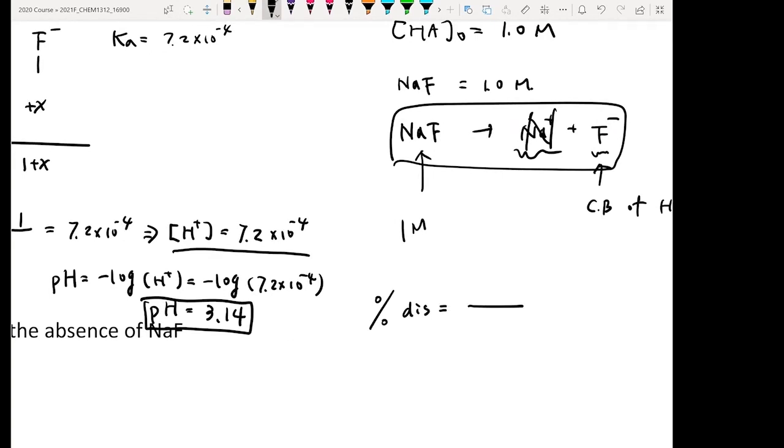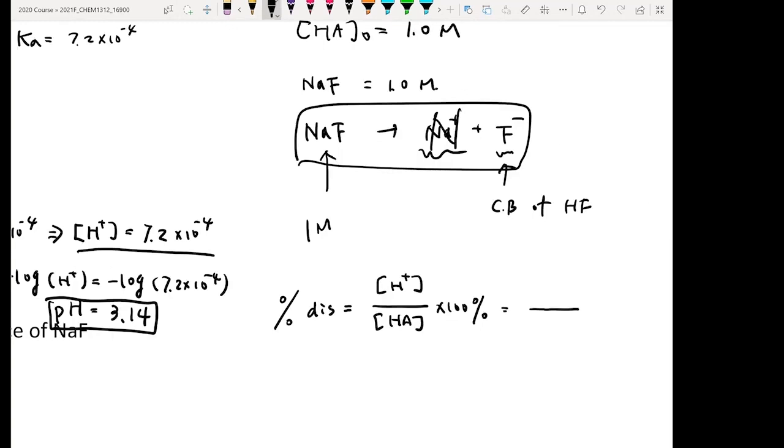Once you have this, you can calculate your percent dissociation. It's going to equal your proton concentration over your original acid concentration times 100%. So we have 7.2 times 10 to the negative 4 over the original acid concentration, which is 1, times 100%. So the percent dissociation is 7.2 times 10 to the negative 2 percent.